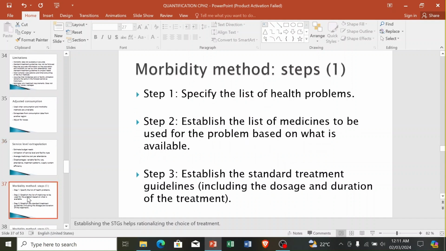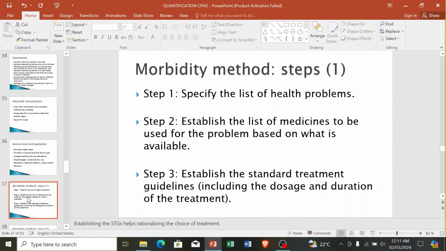extrapolation. However, here we have the steps for the morbidity method. We have looked at 4 methods of quantification: the morbidity method, the consumption method, and we looked at its steps, adjusted consumption, and then service level extrapolation. So let's appreciate the different steps for the morbidity method.